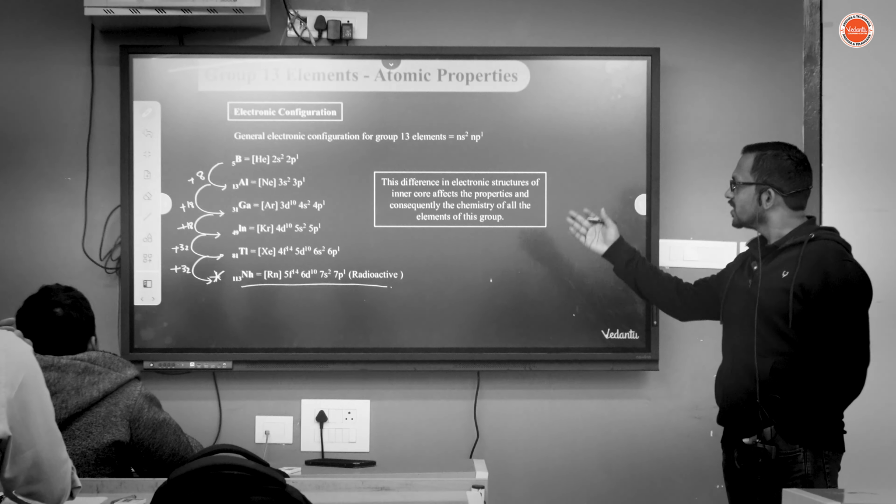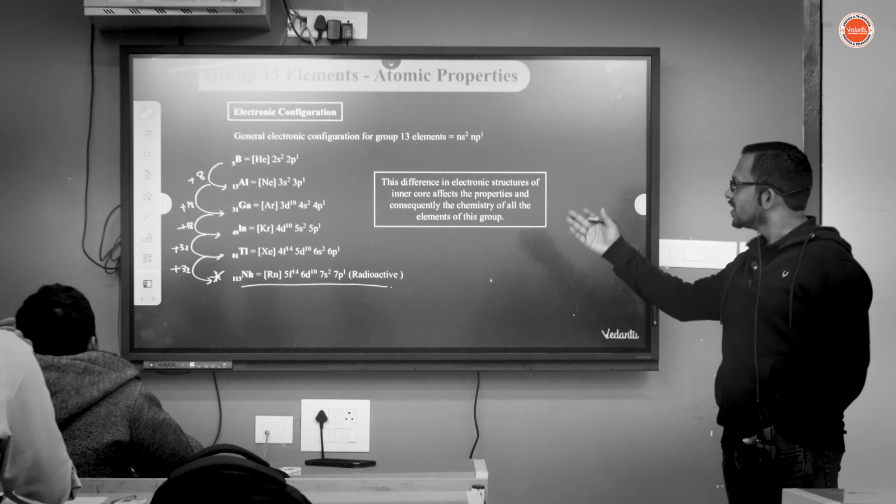Boron, gallium, and indium and thallium. Aluminum, only one change. Boron, gallium, next aluminium and indium, and next thallium. This is what is observed. Why? What is the reason behind this? Why is the gallium atomic radius decreased?